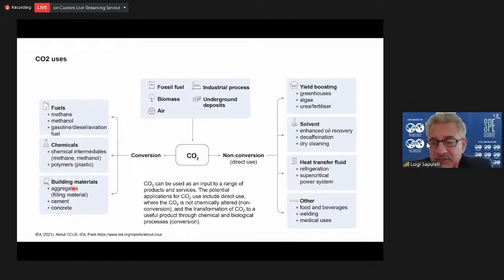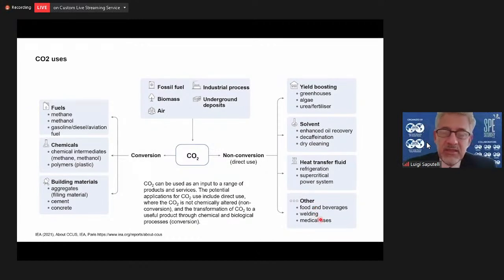And for the direct use, we are mostly familiar with the so-called heat transfer. If you drink sodas, Coca-Cola, and other products, you are drinking CO2 as well, and it is also used for welding and medical uses.